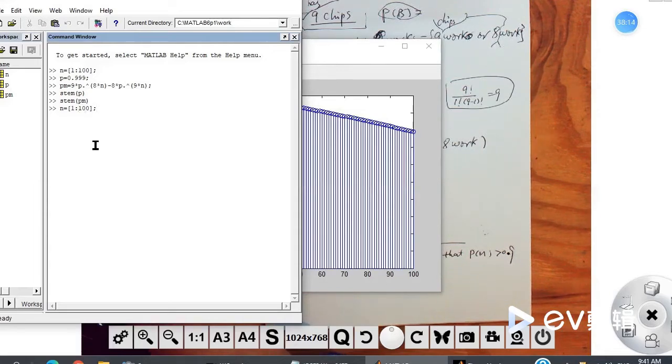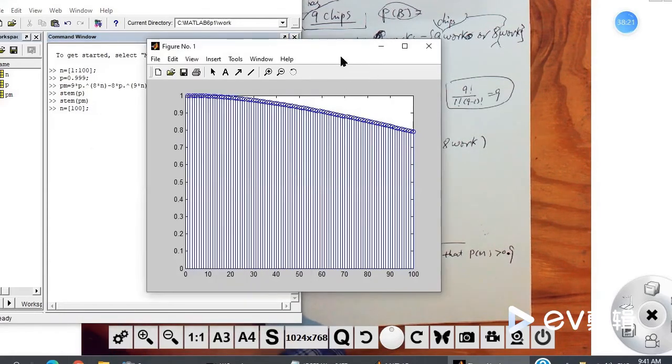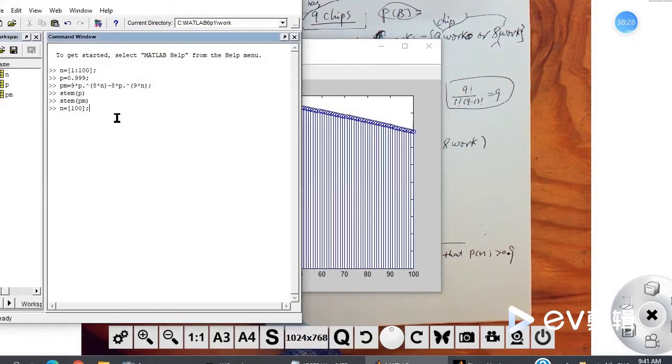I use 50 to 80. If 50 will be larger than 0.9, and 70, I think 80 should be lower, right? So 50 to 80, I think. I can try n equal to 50 to 80. I do the similar calculation. The Pm is equal to these, and then stem Pm.